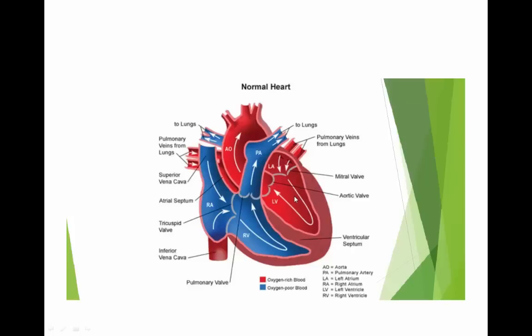Okay, so once the blood is in the left ventricle, it is expelled outside through the aortic valve in systole to the systemic circulation. This is how normally the adult blood circulation flows through the heart.